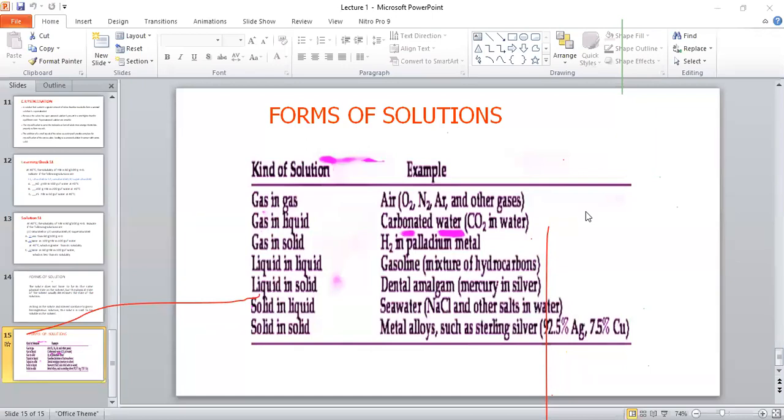Because the solvent here is liquid, if you put solid in it, you put gas in it, whatever you put in it, as far as it forms a solution, it's going to be a liquid solution. You understand now? That is why we say that it's the solvent that determines the state of the solution. Okay. Thank you, ma.